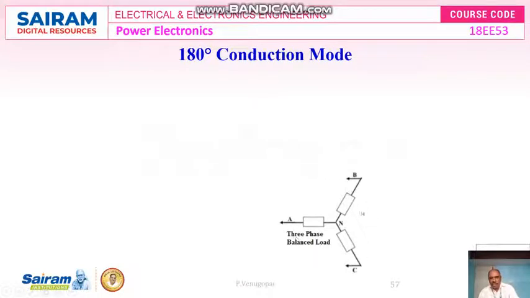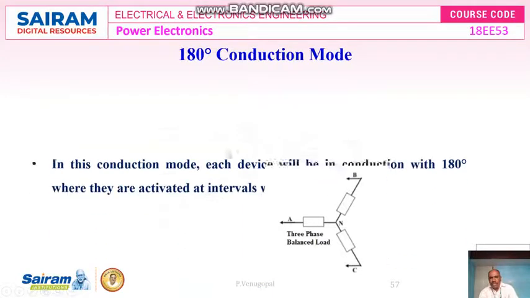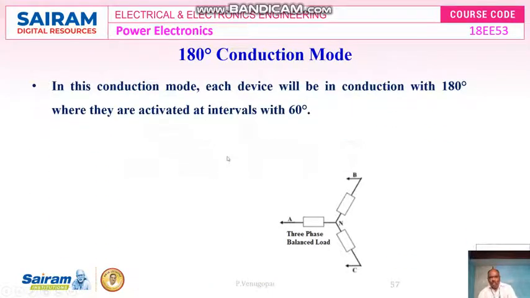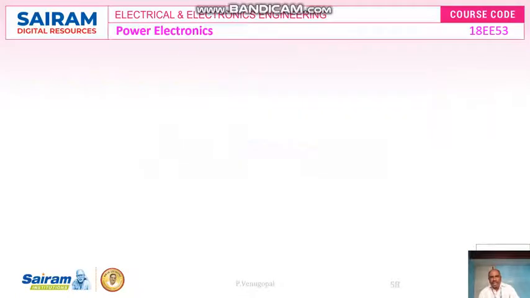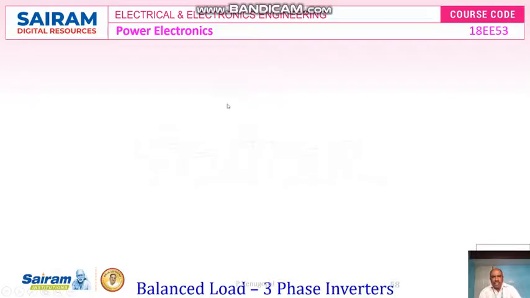Here you are observing the three arms. This is the balanced load. So this is a three-phase balanced load where A, B, C are the three outputs, and N is the neutral. Each device will be in conduction for 180 degrees, where their activity intervals are 60 degrees, and the three output terminals A, B, C are connected in star or delta connection system.